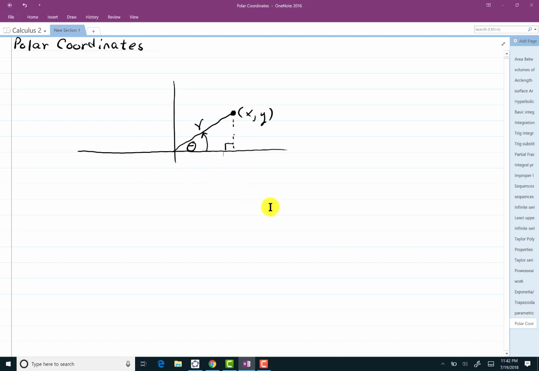The height of the right triangle is y. The base of the right triangle is x. And you know from trigonometry that cosine of theta equals adjacent over hypotenuse. So that equals x over r. Or if I multiply through by r, x is equal to r cosine of theta. Similarly, you'll get sine of theta equals y over r, and so y equals r sine of theta. Now those are good for the first quadrant.